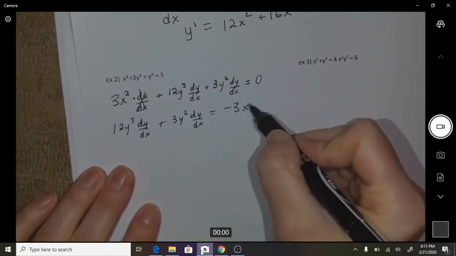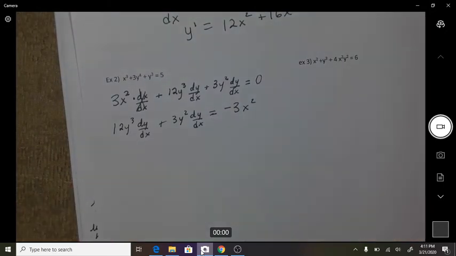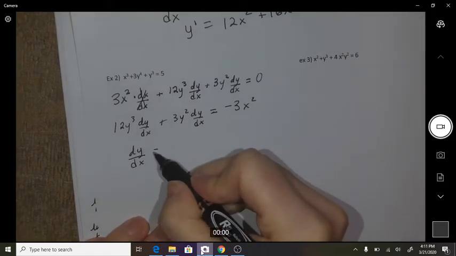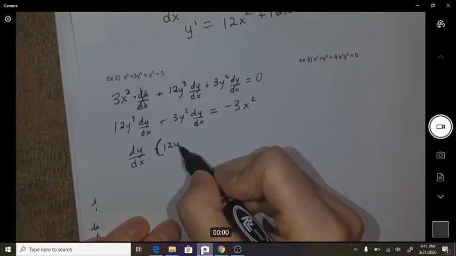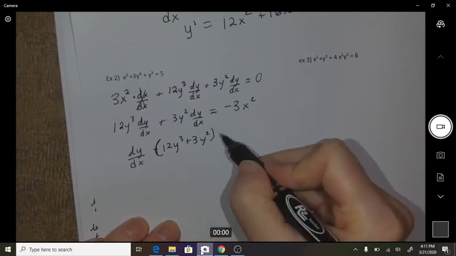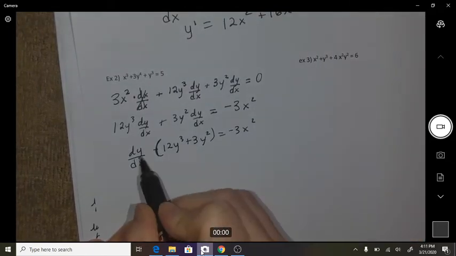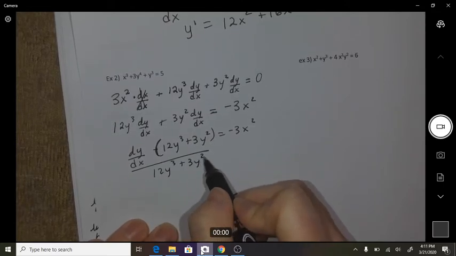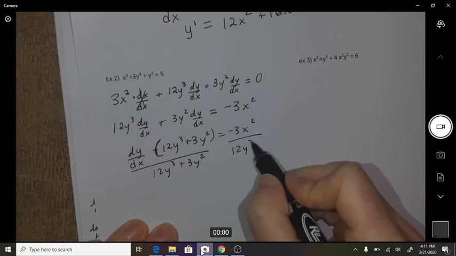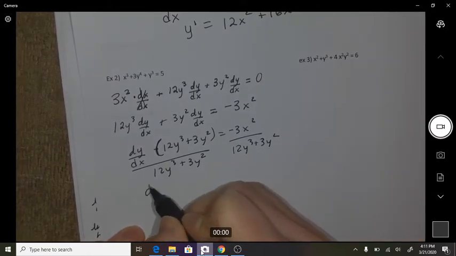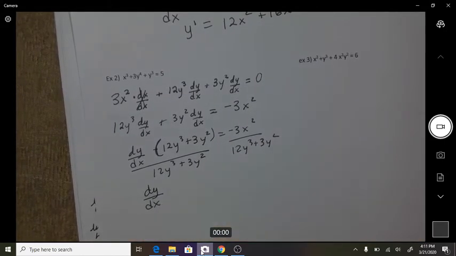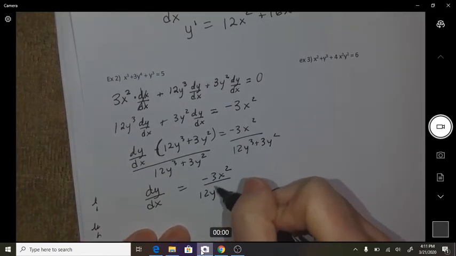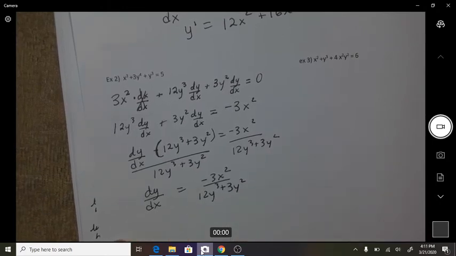So negative 3x squared when I move that term over. Now I'm going to factor out the dy over dx: 12y cubed plus 3y squared. And then to isolate it, I now would have to divide. So the differentiation of y with respect to x equals negative 3x squared over 12y cubed plus 3y squared.